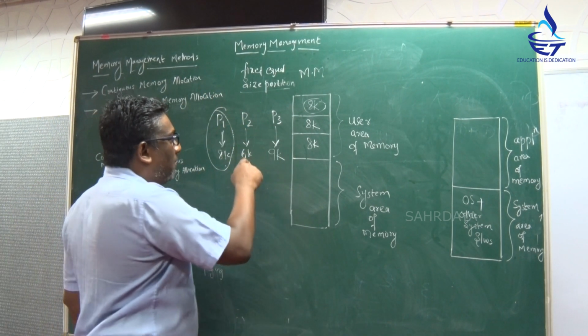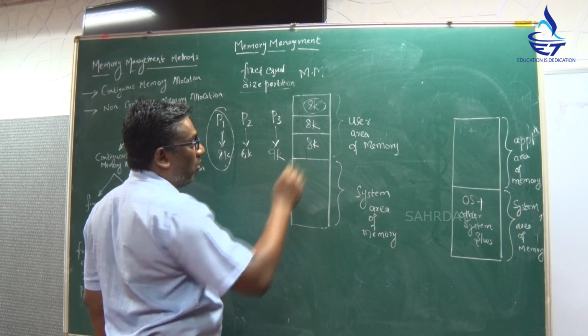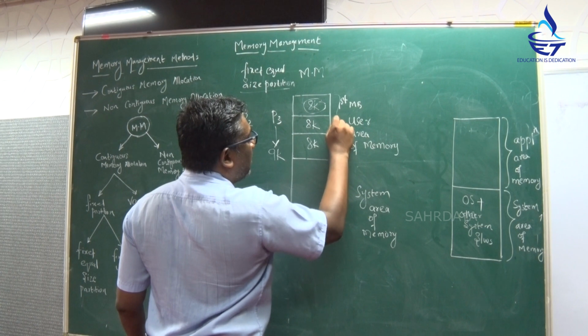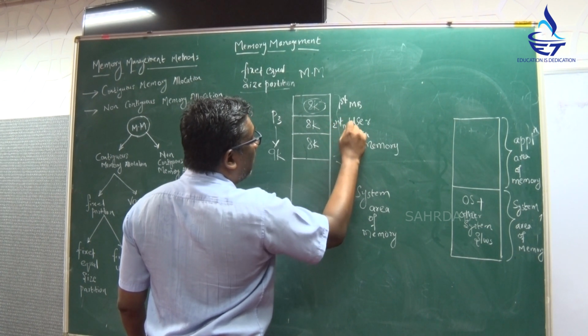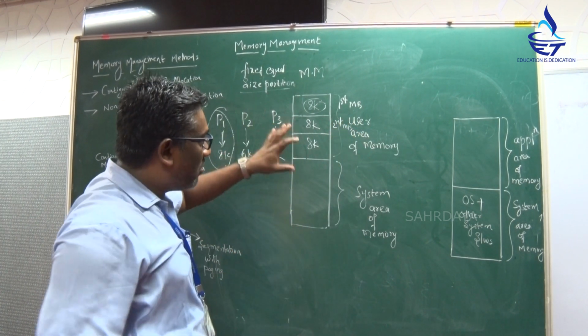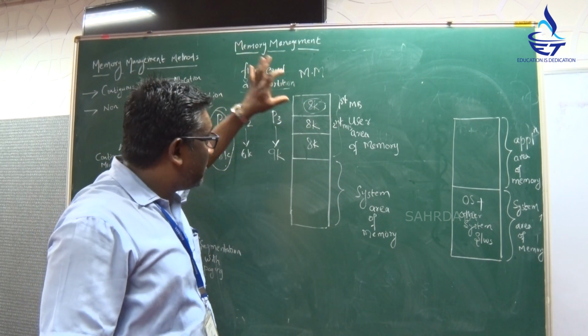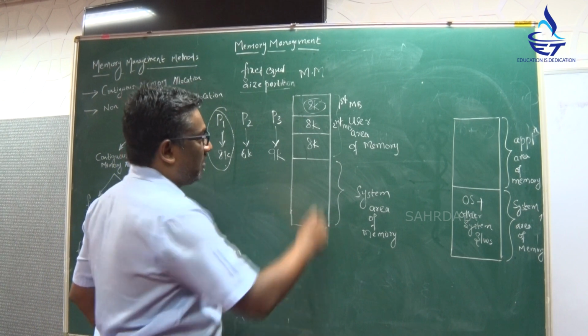6K. We are going to place 6K in the second memory block. This is the first memory block. This is the second memory block. All are the same size. We cannot change the size because that is fixed. Third memory block.